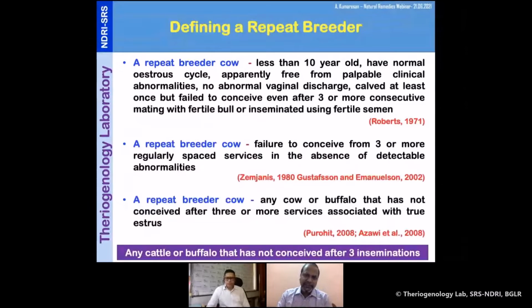Stephen J. Roberts defined the repeat breeder cow in the 1970s as less than 10 years old, and there is a meaning for that. After 10 years, the reproductive efficiency automatically comes down in the majority of cattle. There are some examples which can go up to 20 years, but I am not talking about those, but the majority. So: less than 10 years old, with a normal estrous cycle, apparently free from palpable clinical abnormalities, no abnormal vaginal discharge, calved at least once. This is also very important, to prove that the animal is worthy for reproduction, but failed to conceive even after 3 or more consecutive matings with a fertile bull or inseminations using fertile semen.